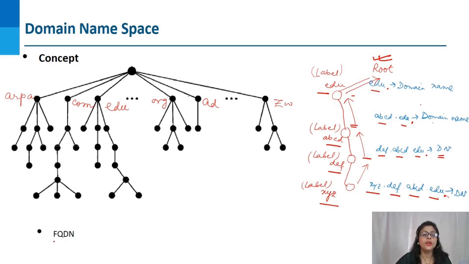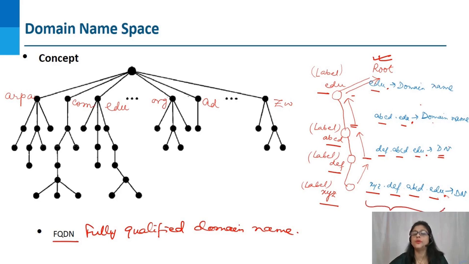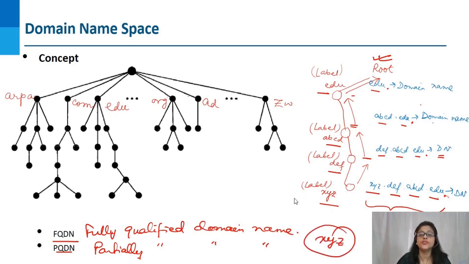Now we can have a fully qualified domain name. So this is an example of a fully qualified domain name. We can have a partially qualified domain name. Here if we just simply write XYZ, then it is an example of a partially qualified domain name. So this is the example of domain.